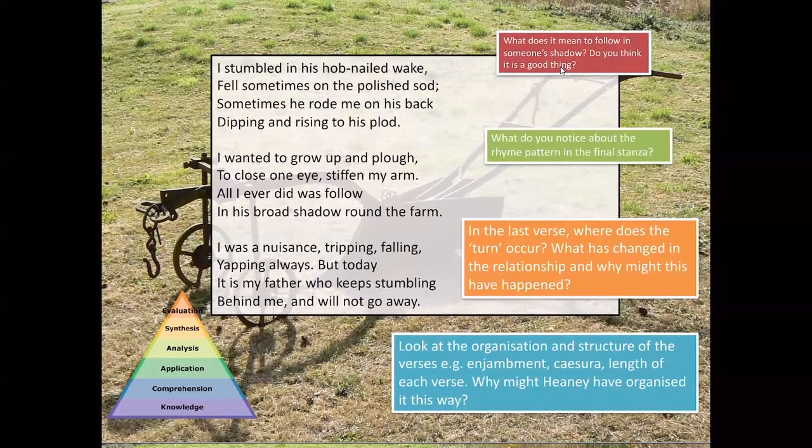And the effect of this generally, we need to look at a couple of things. It's pausing here, so does this word here have any significance? And then it also means that the first word here is capitalized, "dipping." So there's a real emphasis on that word there. And same in that last stanza, we look at the use of enjambment here. "I was a nuisance, tripping, falling, yapping, always." The capitalization of the Y there really emphasizes the annoyance, perhaps, that he felt he gave to his father.